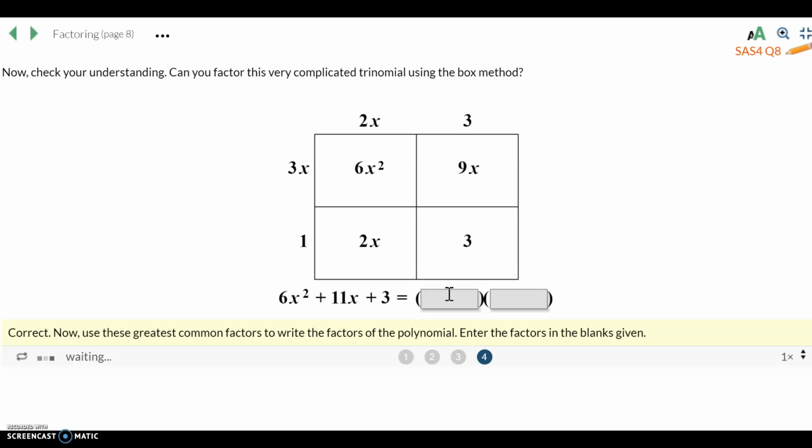So now we can rewrite this as two factors: 3x plus 1 and 2x plus 3.